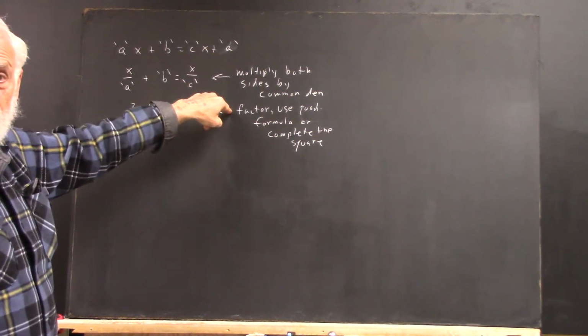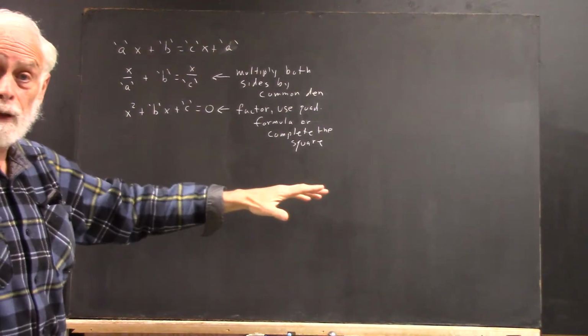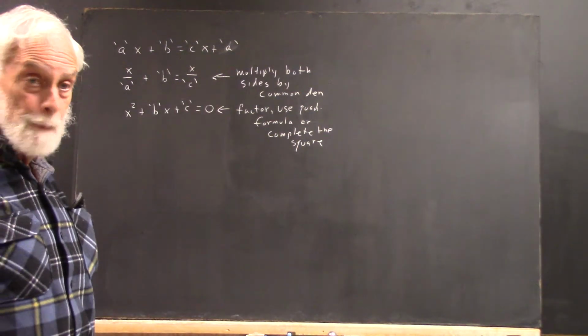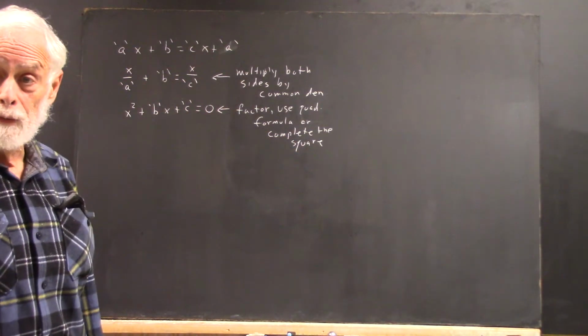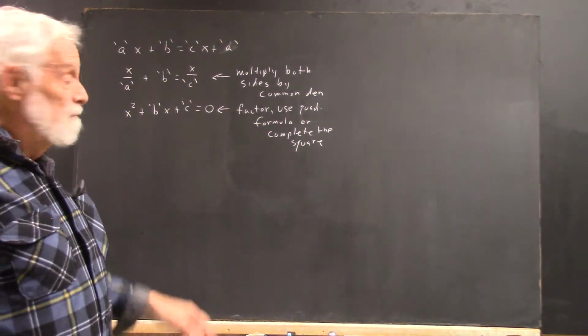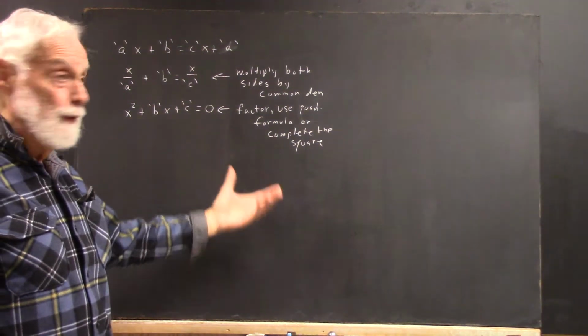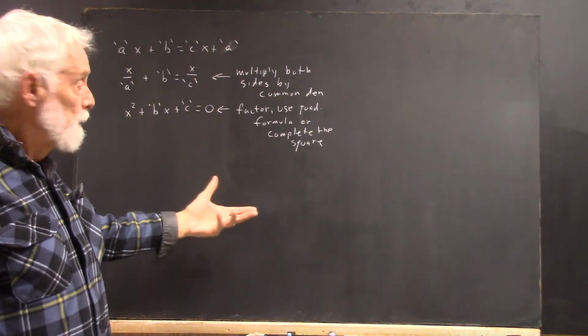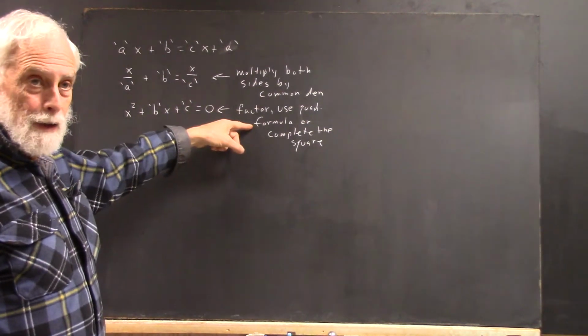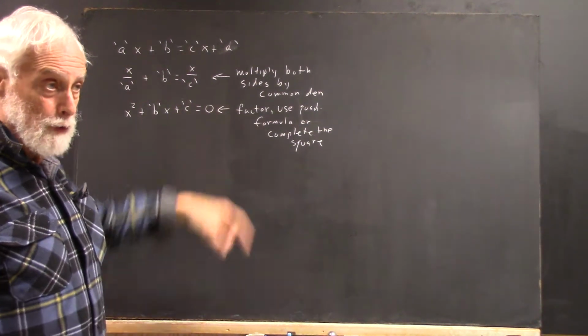Multiply both sides by a common denominator, and then you don't have denominators anymore, and it's easy. Okay? This one, recognize it as a quadratic equation, and if you can factor it, great. If you complete the square, I'm impressed. But generally, in the real world, you're not going to have nice numbers, and you're going to use the quadratic formula. Okay?